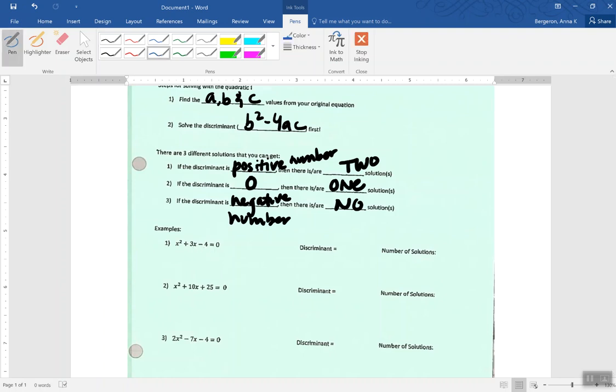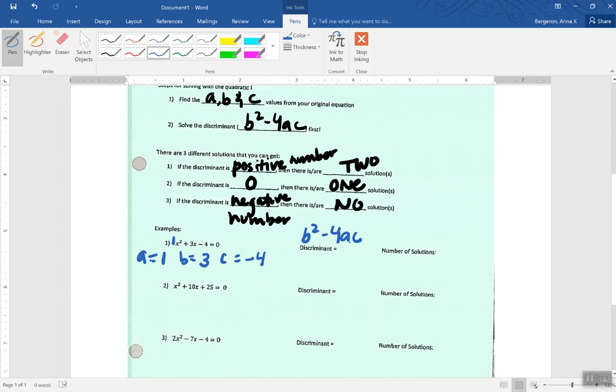Now, I need to determine what a, b, and c are. If you look here, if there's no number in front, that's going to be an imaginary 1. So that means that our a value is 1, our b value is 3, and our c value is -4. Then I'm going to take these values and plug them in to b squared minus 4ac.